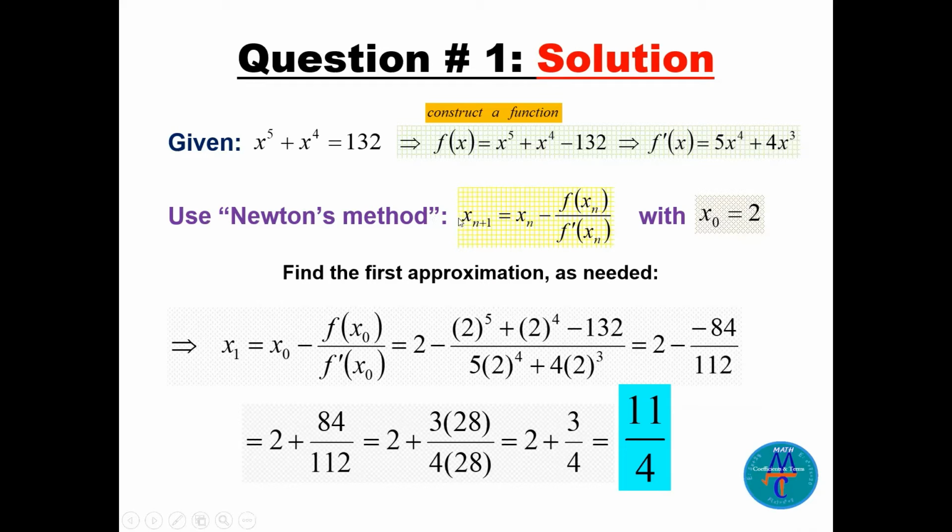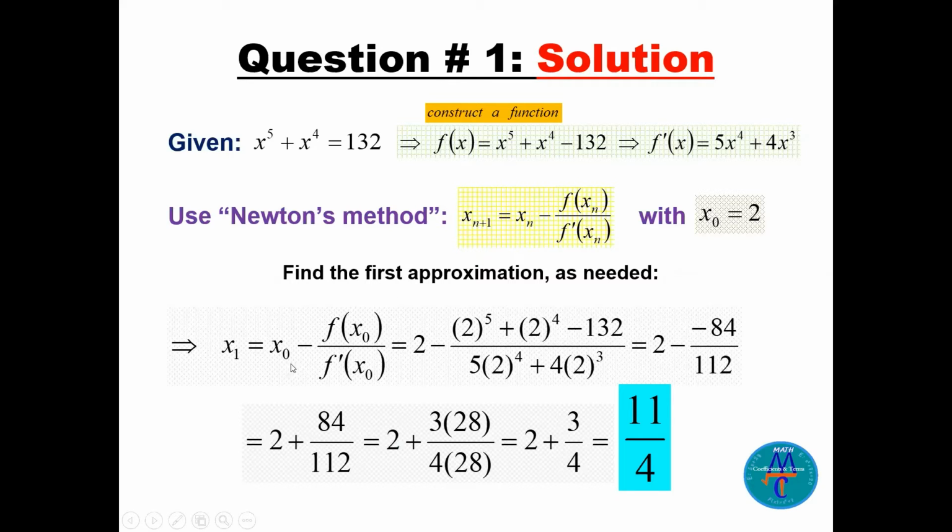So it is x sub n plus 1 is equal to x sub n minus f of x sub n divided by f prime of x sub n with x0 given 2. So I need x1 only in this one. You can find x1, x2, x3, x4, x5, etc. Many approximations. So we need the first approximation, only x1, so put n equal 0, to get x sub 1.